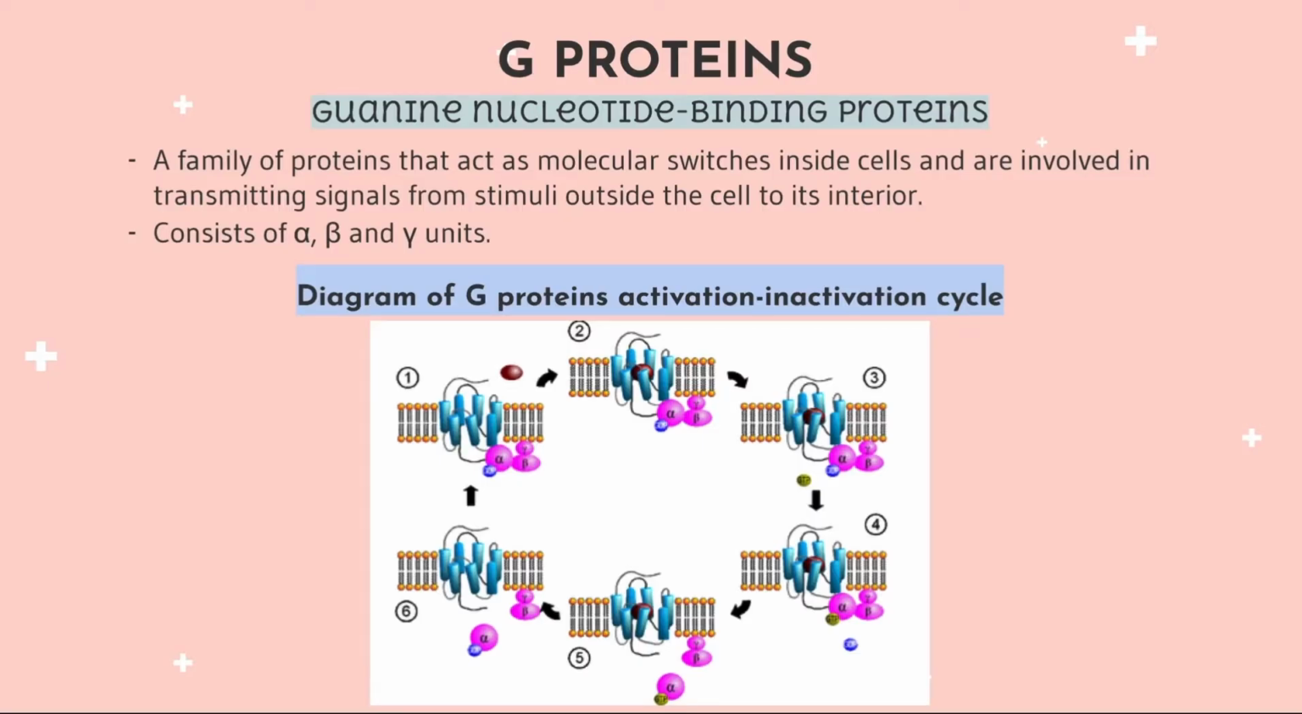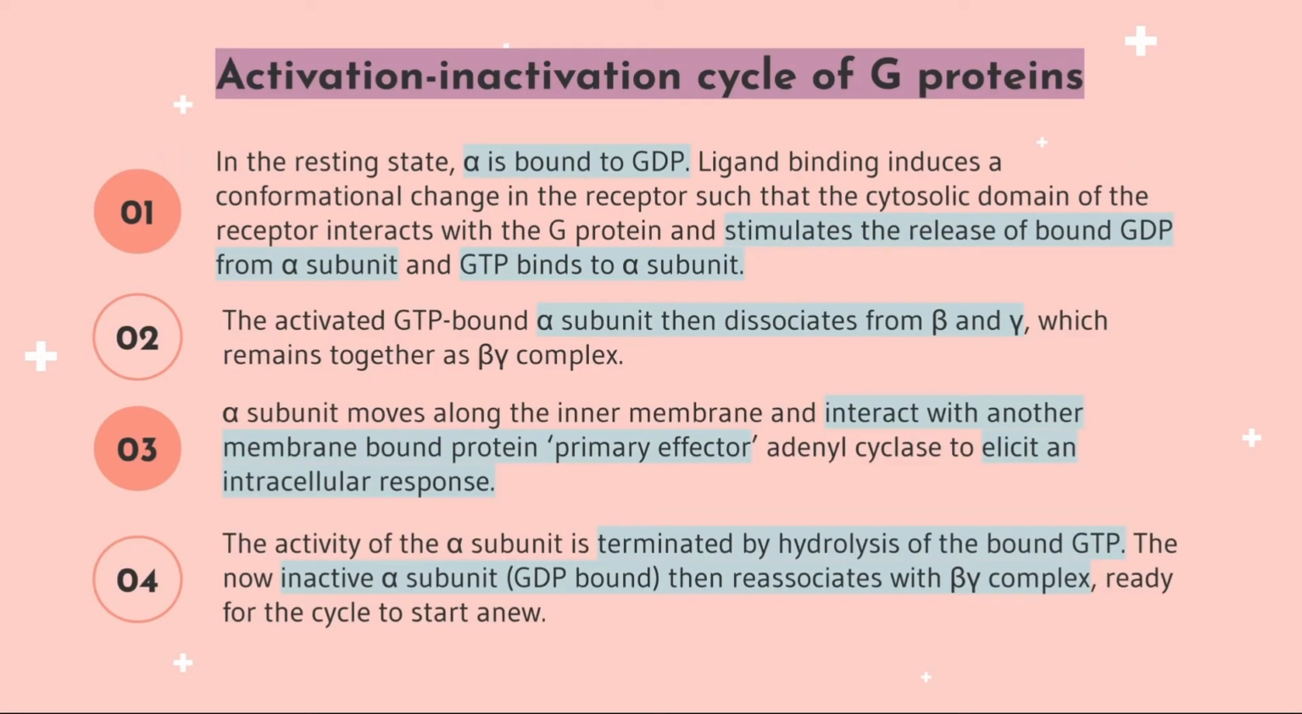G-proteins, also known as guanine nucleotide binding proteins, are a family of proteins that act as molecular switches inside cells and are involved in transmitting signals from stimuli outside the cell to its interior. G-proteins consist of alpha, beta, and gamma units. This is a diagram of the G-protein activation-inactivation cycle.